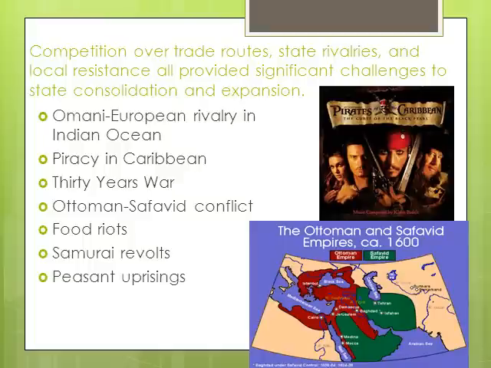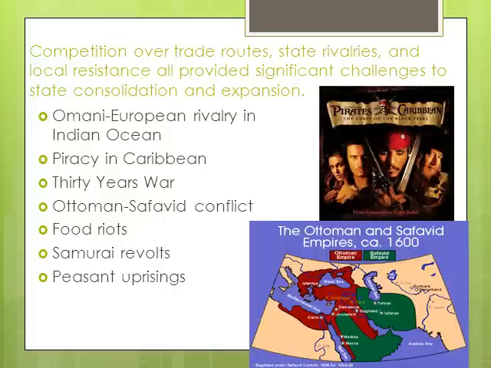If we're talking about competition over trade routes, state rivalries, local resistance, we know people resisted. Not everybody likes the majority and the choices that are made during this time period. The Omani-European rivalry, we're talking about the Indian Ocean. They are trying to gain power and trying to control power, especially if we're talking about Oman, because that's the Middle Easterners. And they have control and they want control of the Red Sea and the Persian Gulf. And they want to be able to control a much larger piece of the Indian Ocean Basin network. And the Europeans really don't allow that to happen.